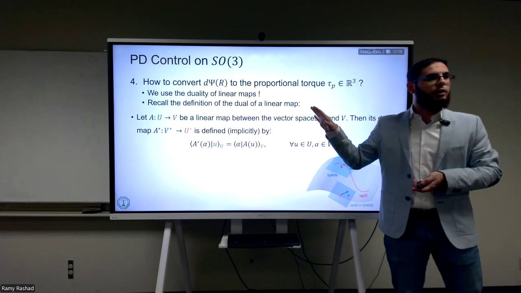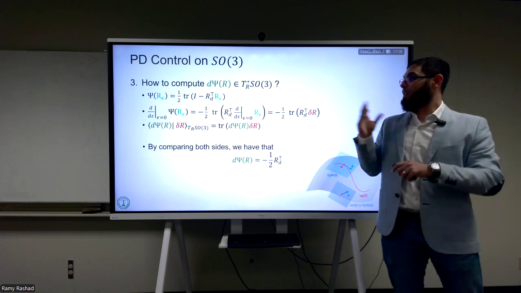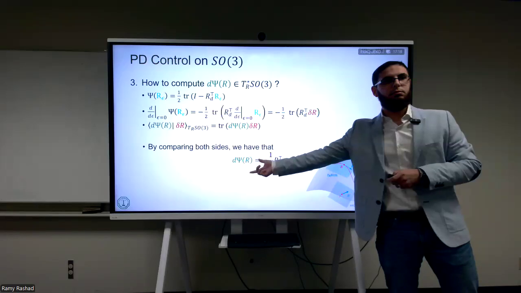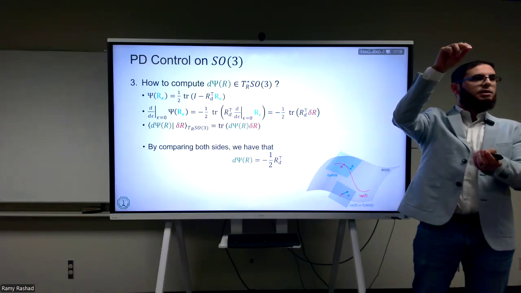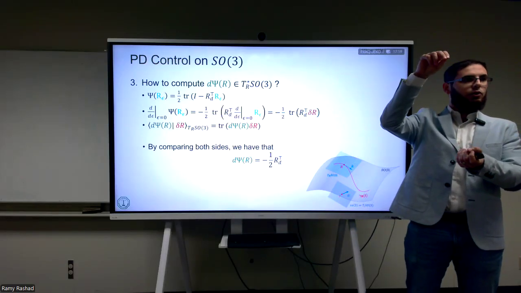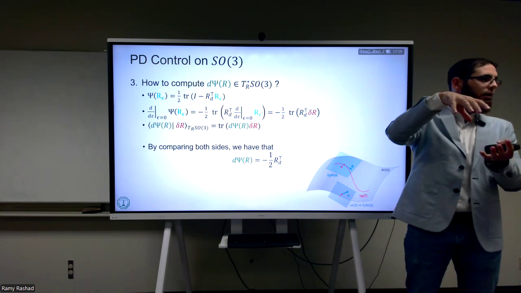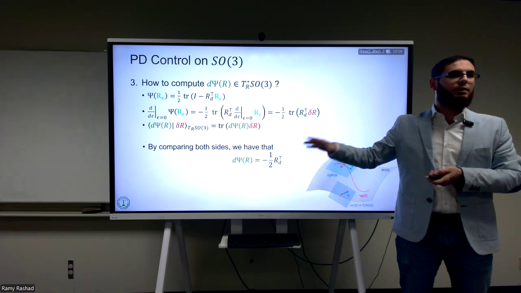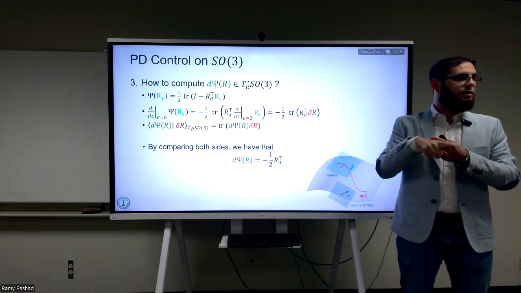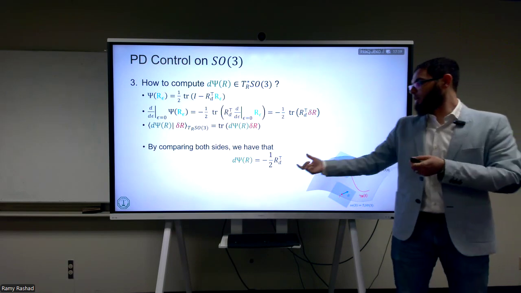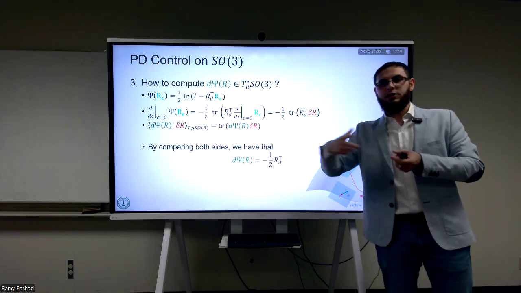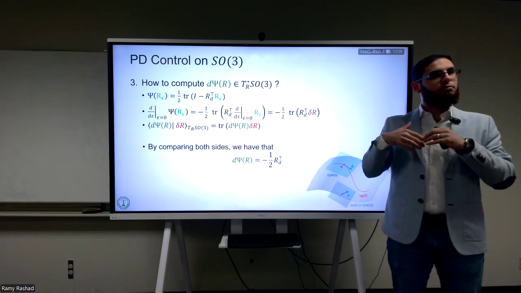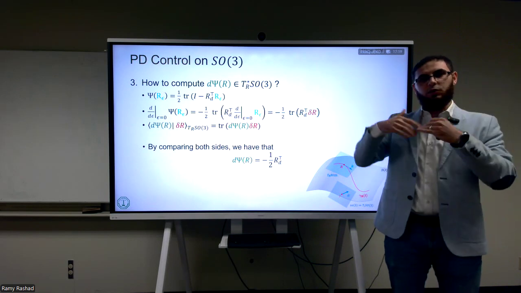Now this is the new part. All of this was just the recap, and now this is the new part. How can we convert this codifferential into three numbers that in the end will correspond to the torque that we apply to the satellite, the control torque? All of this we did not have when we talked about PD control on a point mass, right? Because when we had the codifferential of some quadratic function on R3, this codifferential was a vector.